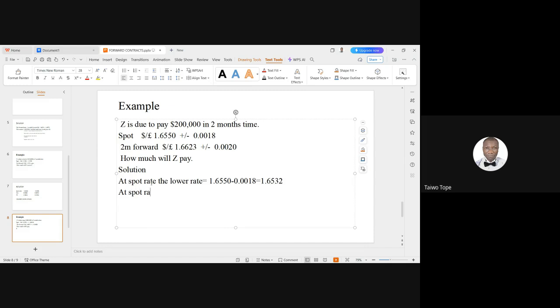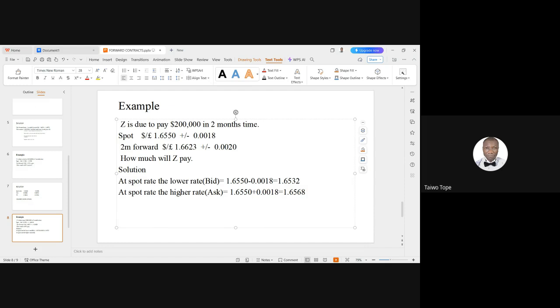Now, at spot rate, the higher rate, this is the bid, and at spot rates, the higher rate is the ask, to be equal to what? To be equal to 1.6550 plus what? 0.0018, and you're going to have it as what? 1.6568.